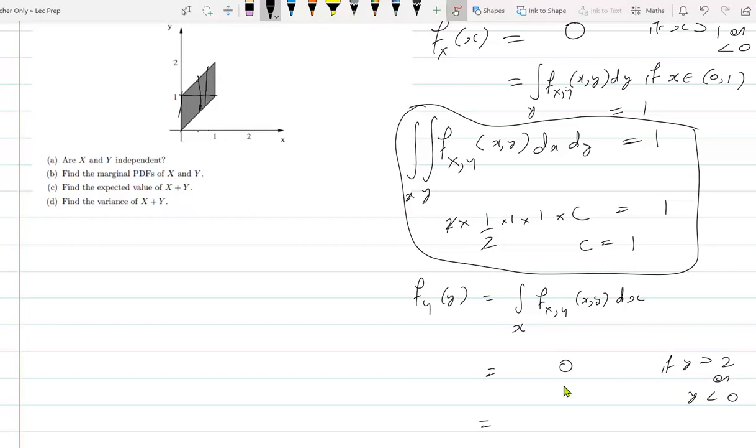Sir, if y is greater than 0 and smaller than 1, then it is x. Sorry, I didn't follow you. Sir, when y is greater than 0 and smaller than 1, then it is equal to x. No, I'm talking about the marginal. When you talk about the marginal, you cannot talk about x. You want to find the marginal in y.